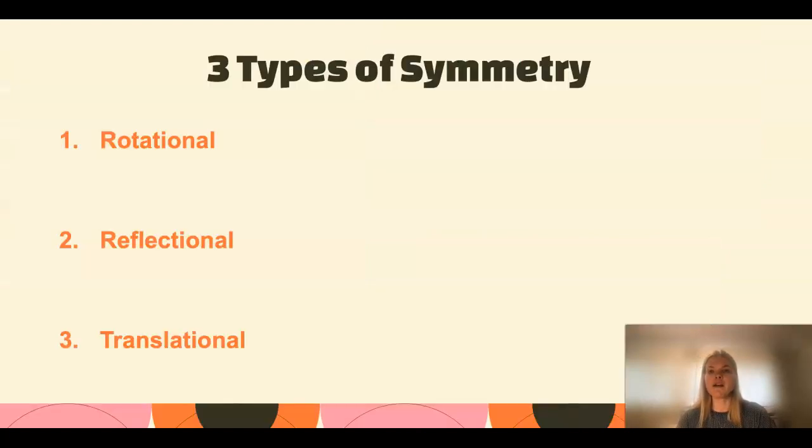All right, moving on, we're going to talk about the three different types of symmetry that you need to know. So the first one is rotational. The second one is reflectional. And the third one is translational. So before we move on, I want you to think about what these types of symmetry are. So go ahead and pause the video to think for a minute.